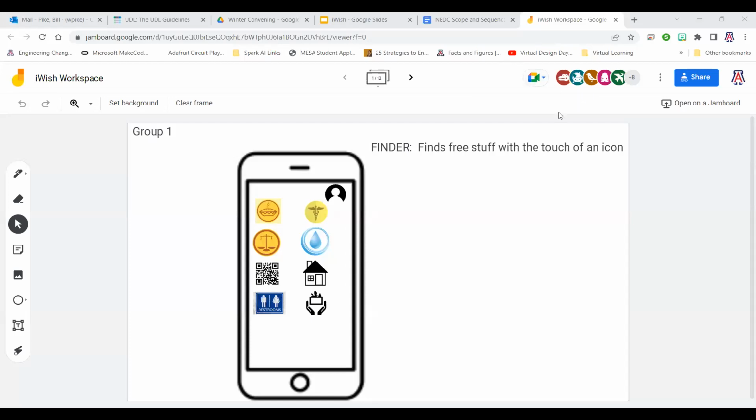This app is called the Finder. This will help homeless individuals find resources at their current location. There are different icons. For example, there's the hot meal one, the legal, housing, water, medical, restrooms, and the last one is a food bank.